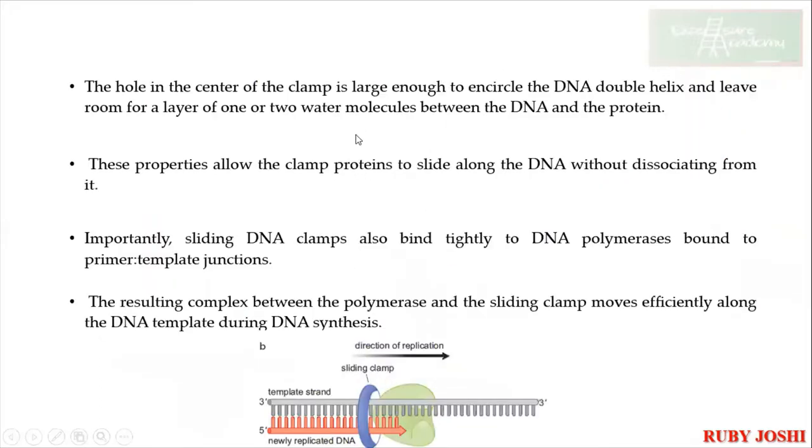Now, the hole in the center of the clamp is large enough to encircle the DNA double helix and leave room for a layer of water molecules between the DNA and the protein. So these properties allow the clamp protein to slide along the DNA without dissociating from it. It is helping to move. So the sliding clamp can move along the DNA.